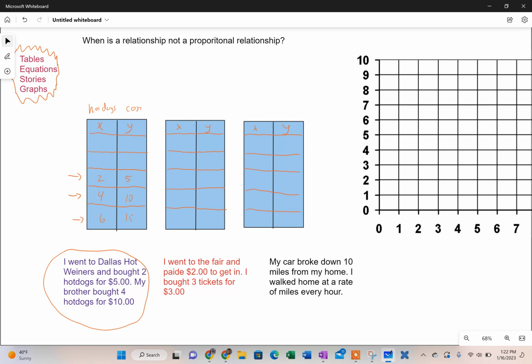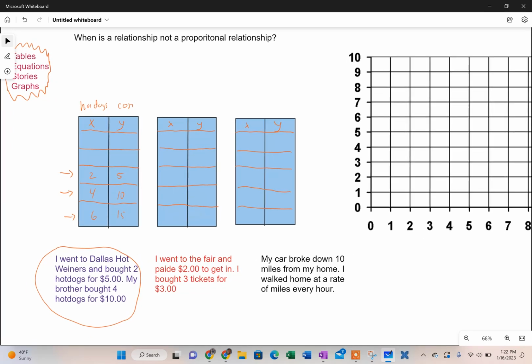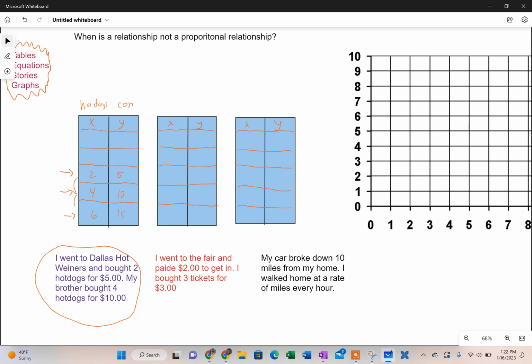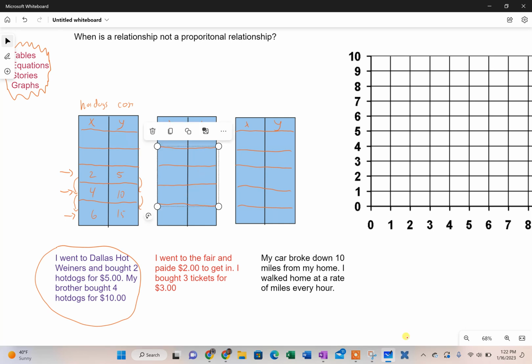Right now, you can't really tell anything about this, but if I work backwards, you can see that for every 2 hot dogs I'm increasing, I had to pay another $5. If I only bought 1 hot dog, that would cost me $2.50. And if I bought 0 hot dogs, that would cost me $0. These 2 pieces of information are really helpful. The first one is this: a proportional relationship always includes the point 0, 0.